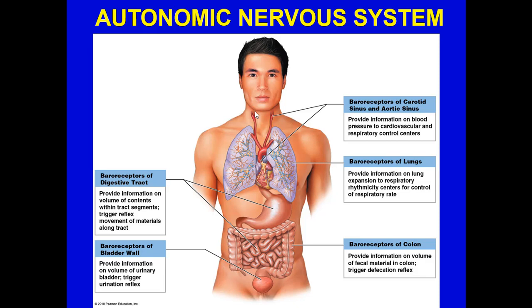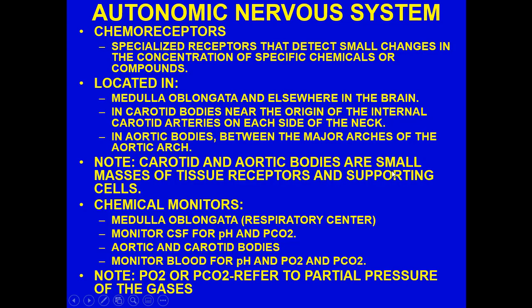So how would you do that? You could relax muscles, the smooth muscles in some of the arteries, but the other way to do it would be just basically to reduce the heart rate or the volume that's being pumped by the heart per beat, okay? You notice that there are other baroreceptors there of the colon, bladder wall, digestive tract, lungs, etc.